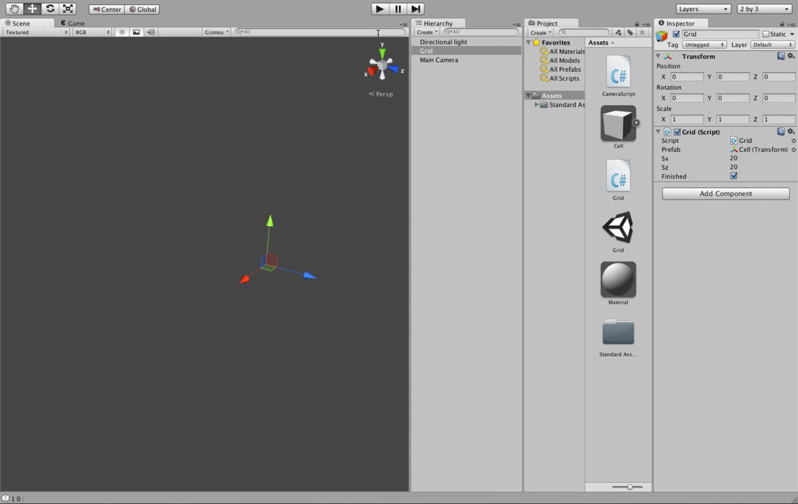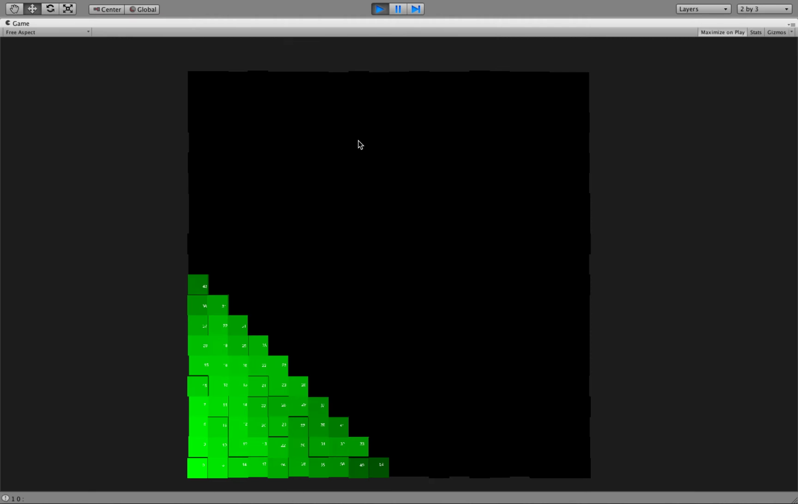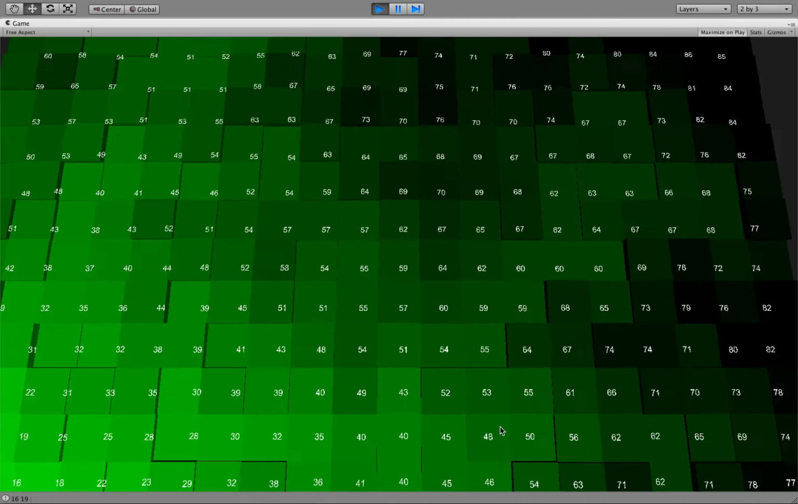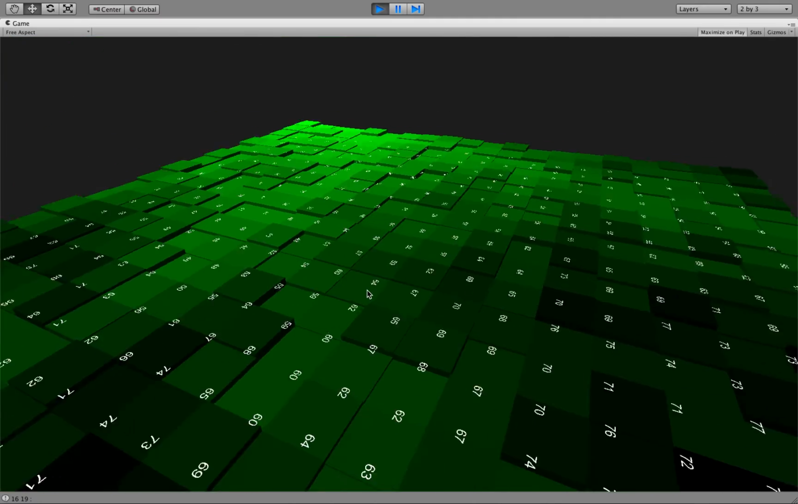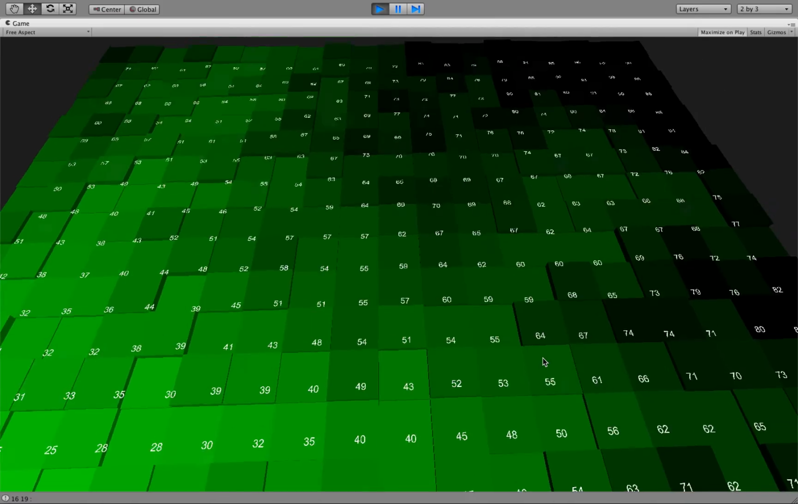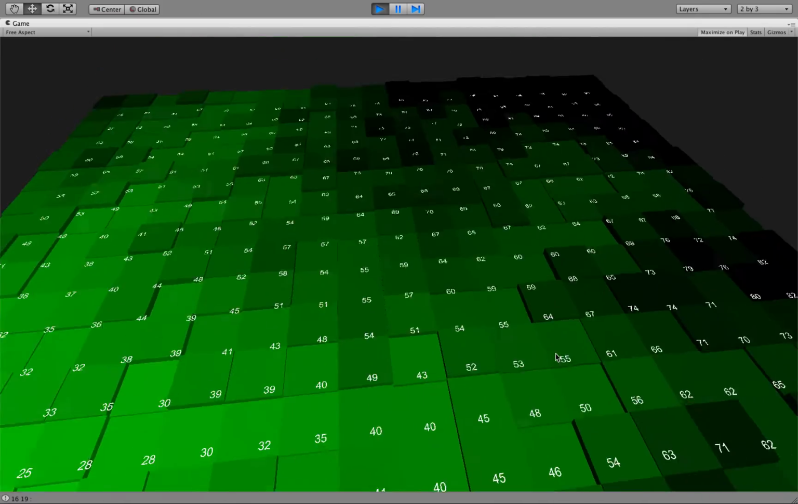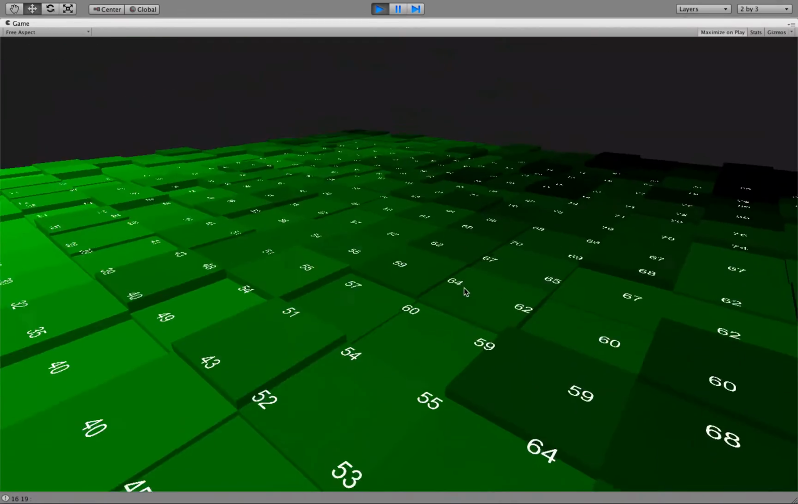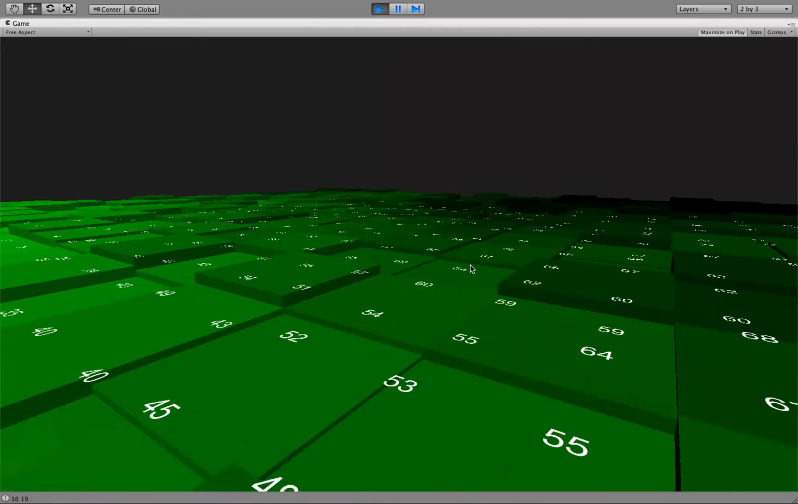Hey guys, what's up? So recently I've been asked to do a tutorial series on Dijkstra's algorithm. Here you can see in this example project I have, I did it in about one day. I have a grid with cubes, some are raised higher than others. So I don't know if you can tell, but some are raised higher than others.